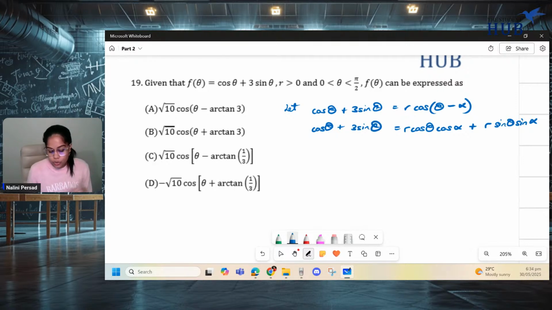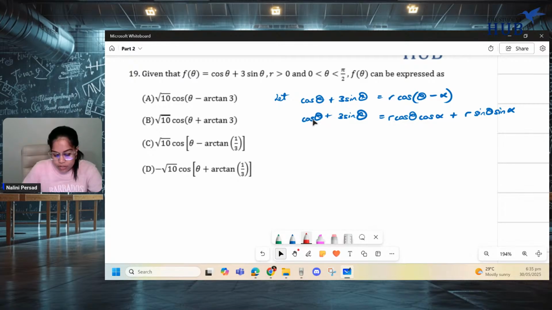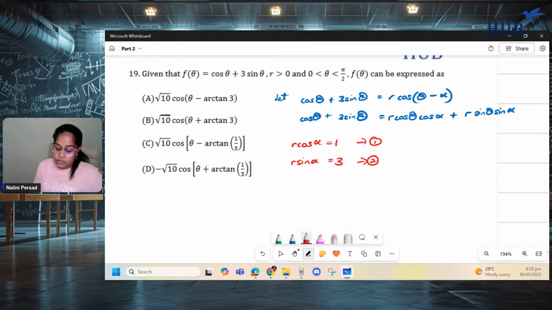And from here, you are going to compare and equate corresponding coefficients. Right? Comparing and equating the coefficients of cos theta and sine theta. The coefficient here is 1. The coefficient here is r cos alpha. The coefficient here is 3. The coefficient here is r sine alpha. So we have two equations with two unknowns.